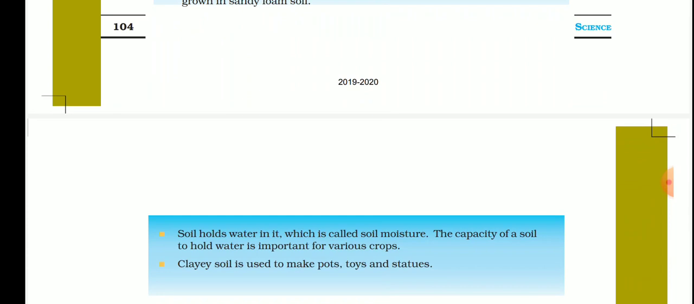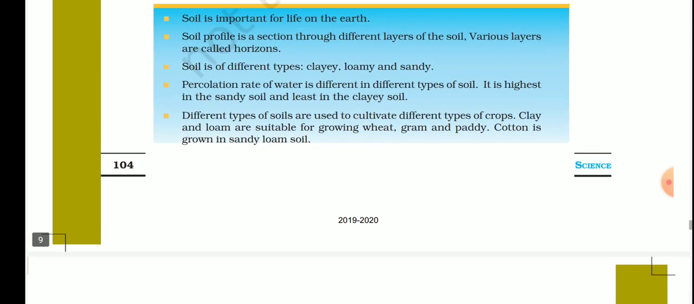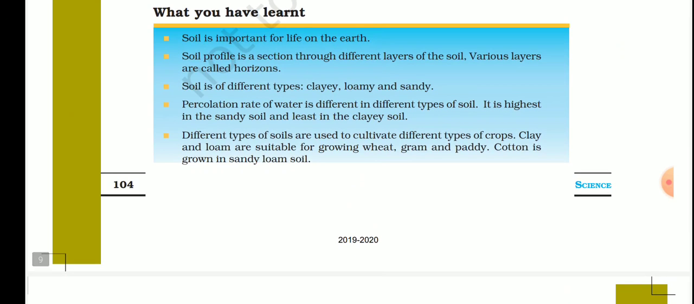Next, soil holds water in it, which is called soil moisture. The capacity of a soil to hold water is important for various crops. Clay soil is used to make pots, toys, and statues. Read this point again, beta, and then we will be discussing the exercise.